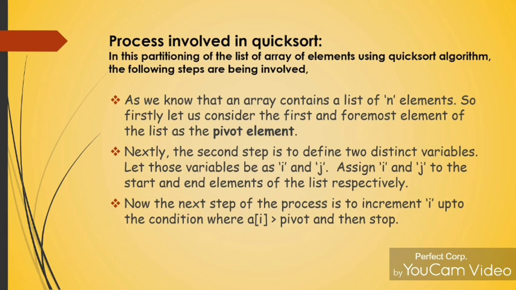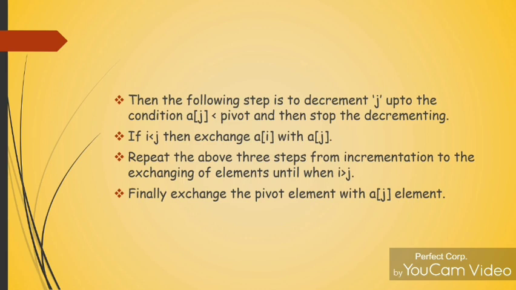The process involved in Quicksort is as follows. As we know that an array contains a list of n elements, so we'll be considering the first and foremost element of the list as the pivot element. Next step is to define two distinct variables, let them be i and j. We will be assigning i to the start element and j to the end element of the list. And the next step is to increment the i up to the condition where a of i is greater than pivot, and we will be stopping there.